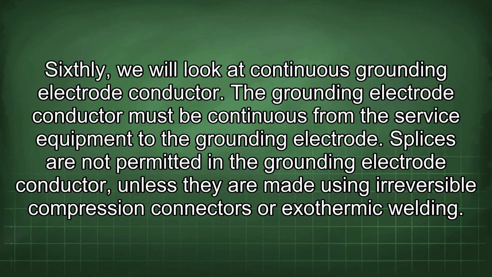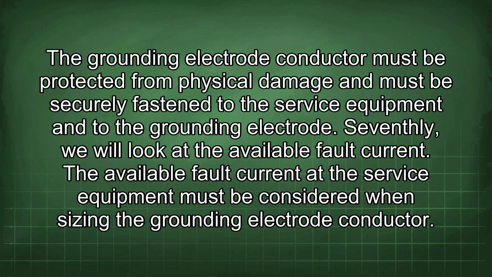The grounding electrode conductor must be continuous from the service equipment to the grounding electrode. Splices are not permitted in the grounding electrode conductor unless they are made using irreversible compression connectors or exothermic welding. The grounding electrode conductor must be protected from physical damage and must be securely fastened to the service equipment and to the grounding electrode. Seventhly, we will look at the available fault current.